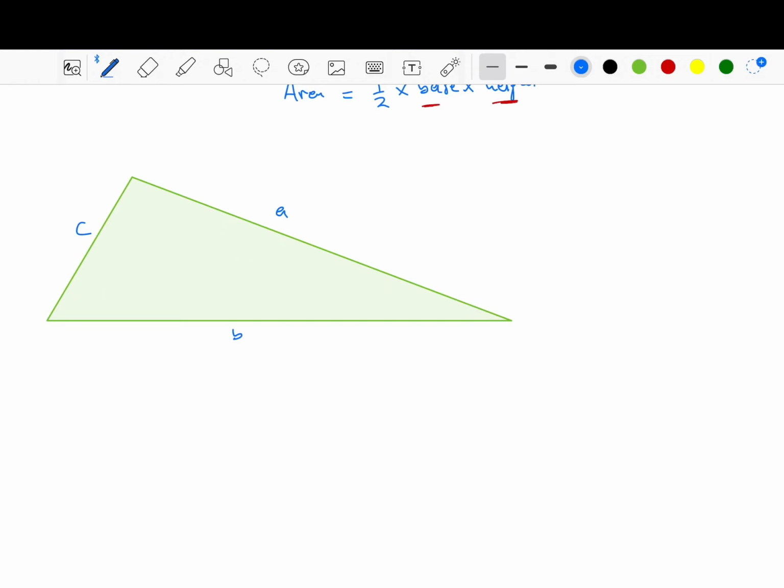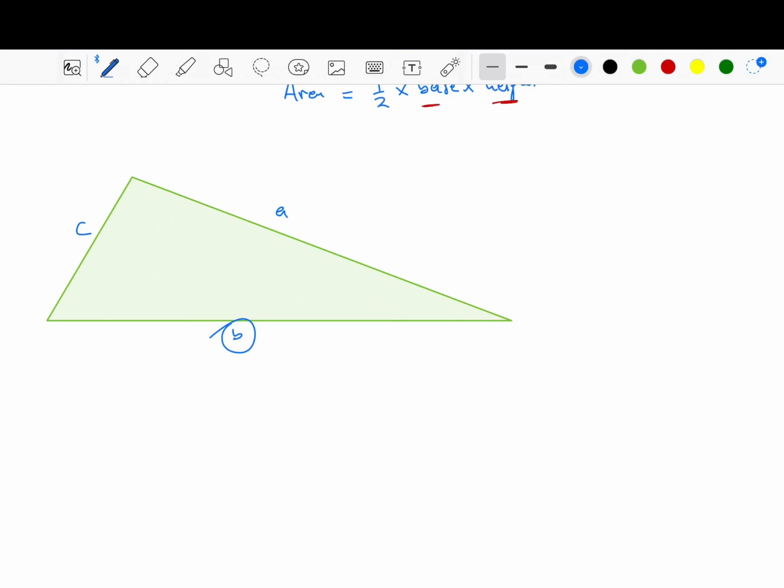The first thing you need to do with this triangle is identify the base of the triangle. The base of this triangle can be any of these sides. It can be A, B, or C. It's up to you. But the tricky part is, once you identify the base, you then need to identify the height of the triangle, and that height should be perpendicular to your base. So if my base is B, I need to identify the height of this triangle where this height is perpendicular to B.